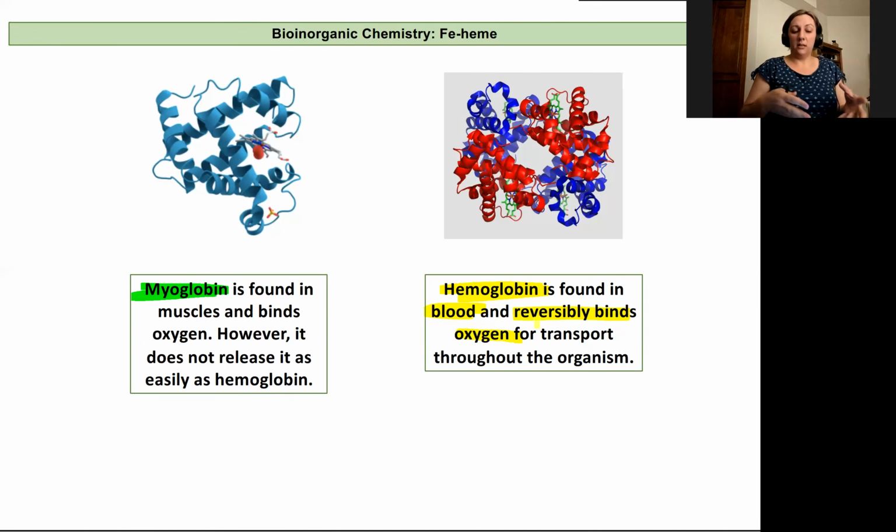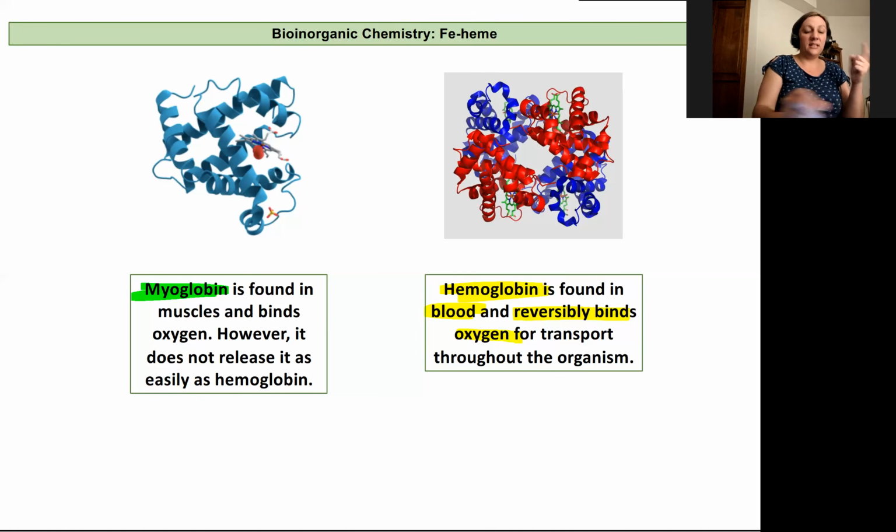Now, myoglobin is a structure that's actually found in muscles, and it's also going to bind oxygen. Its job is to be an iron that sits in this porphyrin, connected to this protein, and it also binds oxygen. However, its job is to hold on to it a little bit longer, so it doesn't as easily release it. It's not there to transport that oxygen around. It's there to hold on to oxygen and release it when needed.